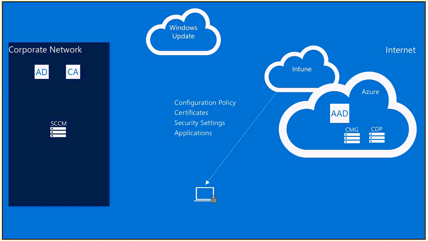We're going to bring down policies. We're going to bring down certificates for the device, apply security settings, deliver applications, Office Click-to-Run, and so forth, and make it available to that device. When it comes to updates, those updates can come directly from the Windows Update service. And as I showed before, we can even tie this in if we wanted to. We can bootstrap that Config Manager client and have it automatically register through a cloud management gateway to their on-prem SCCM environment.